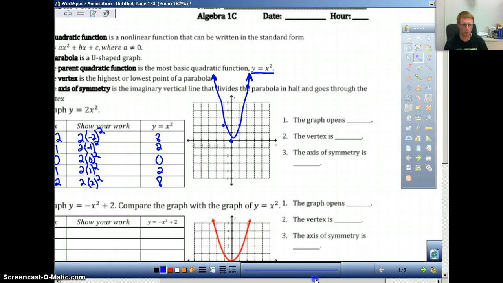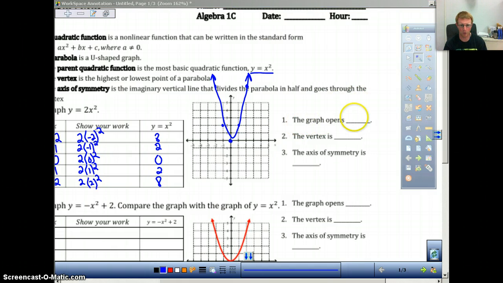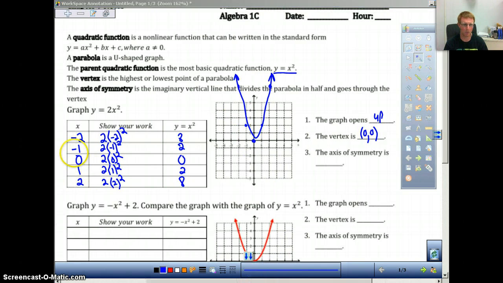Okay, so now what we want to do is just point out the graph opens up. The vertex is 0 comma 0. Again, the vertex is the highest or lowest point on the graph, and that's what we got when we did 0 comma 0 here. That's the lowest point on the graph.